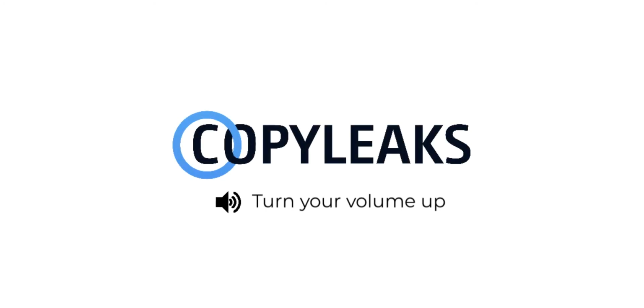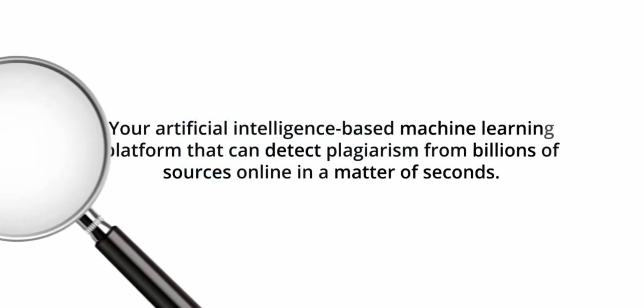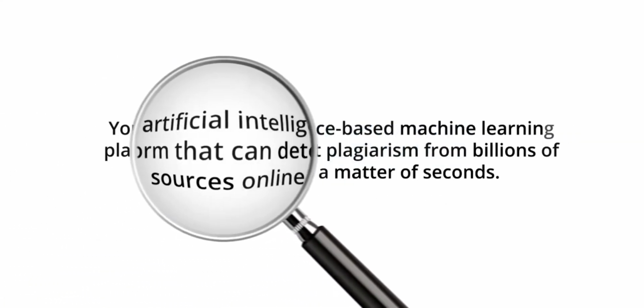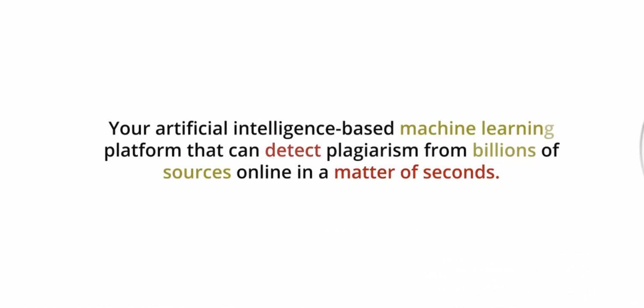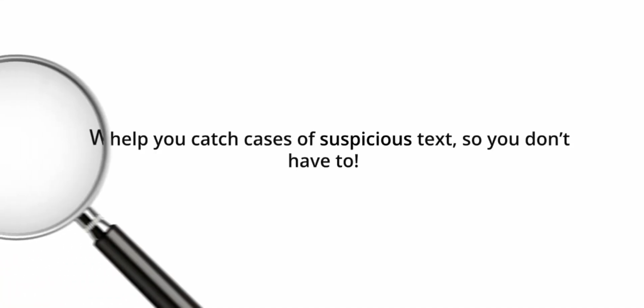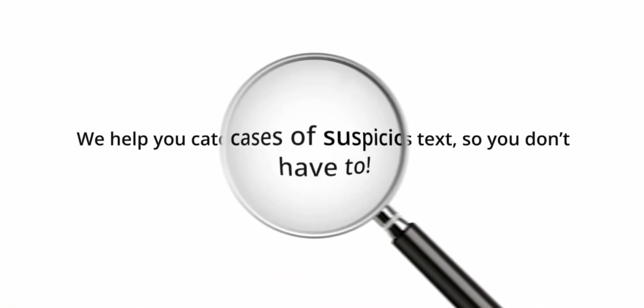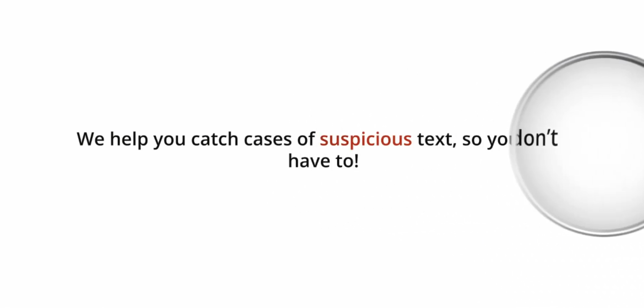Hey there, and welcome to Copyleaks, your artificial intelligence-based machine learning platform that can detect plagiarism from billions of sources online in a matter of seconds. Copyleaks is constantly learning and adapting to text and how writing evolves, which makes it easier for our technology to detect plagiarism from the very beginning. We help you catch cases of suspicious text so you don't have to.